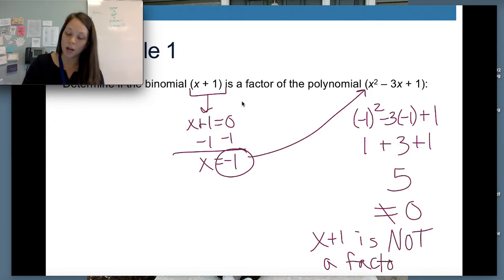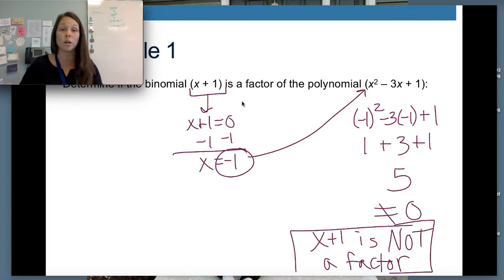What that means for us is that if we were to put this into factored form, x plus 1 would not be part of the factored form of x squared minus 3x plus 1.